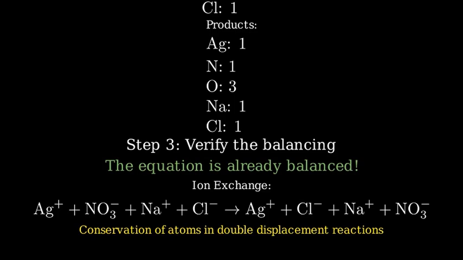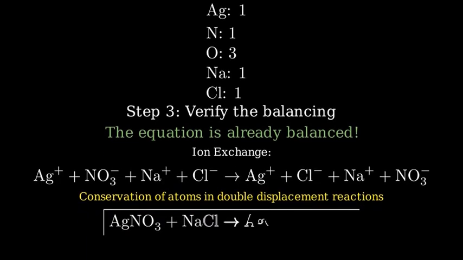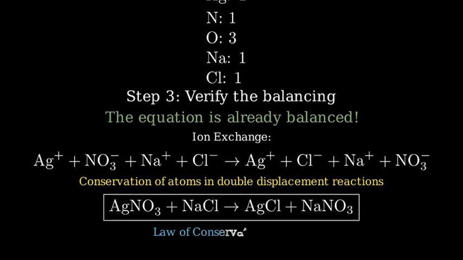So our final balanced equation is the same as our starting equation. AgNO3 plus NaCl yields AgCl plus NaNO3. Remember, in chemistry, a balanced equation is crucial because it reflects the law of conservation of mass. Matter cannot be created or destroyed in a chemical reaction, only rearranged.